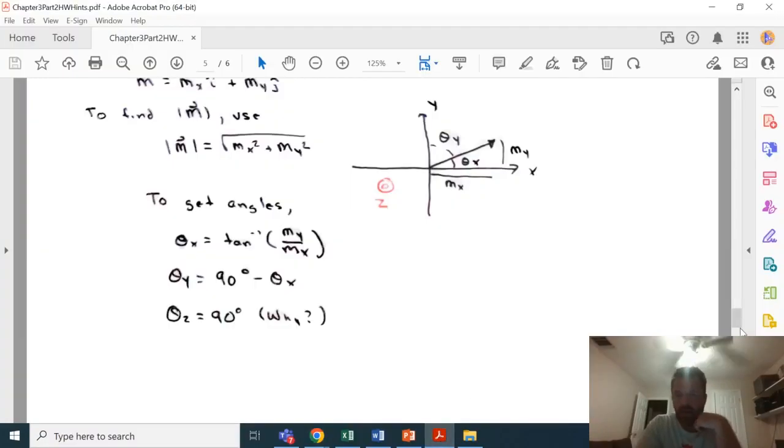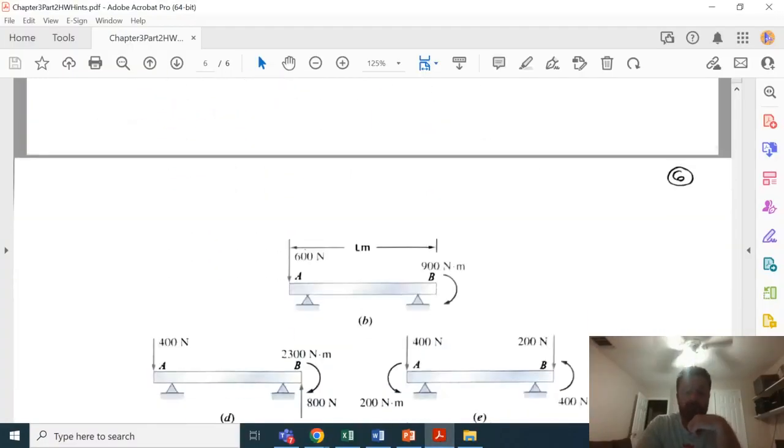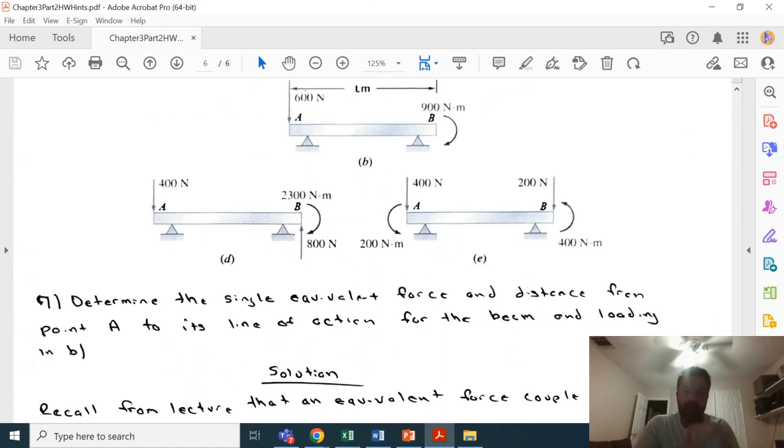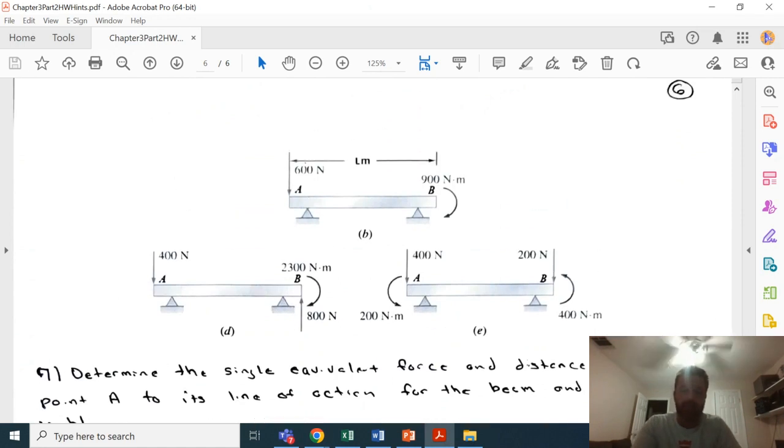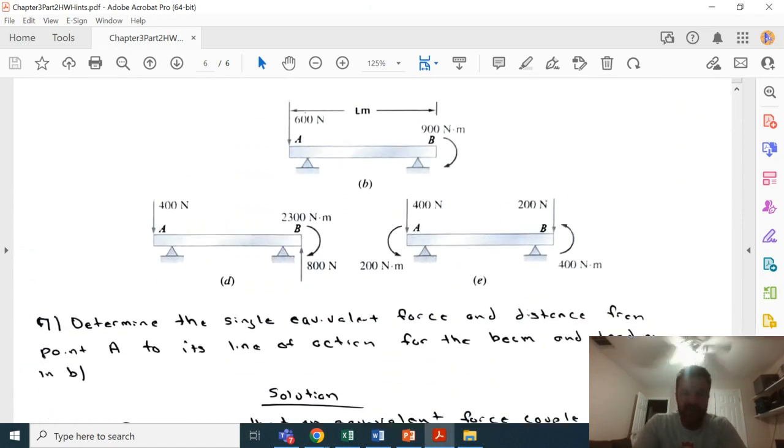So for the final homework hint in this lecture, I wanted to show you how you actually set up all of these equivalent force couple system problems on the beam. There's already another example of this in the previous lecture module, but I wanted to show you one that's unique to your assigned homework.